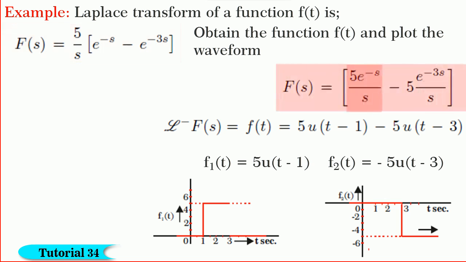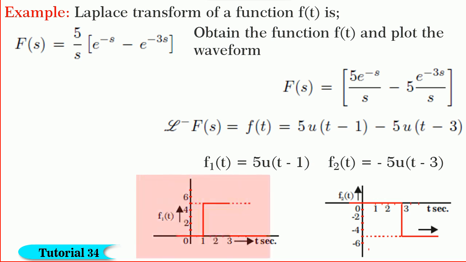The first term shows that it is a Laplace transform of a delayed positive step function of 5 units delayed by 1 second. Hence, say f1 of t is equal to 5u of t minus 1 as shown in figure. Similarly, the second term is delayed negative step of 5 units which occurs at t is equal to 3 seconds. Hence, say f2 of t is equal to minus 5u of t minus 3 as shown in figure.